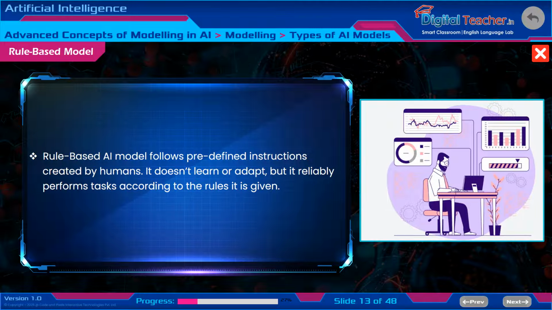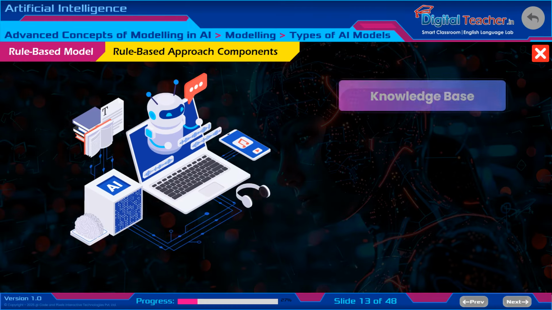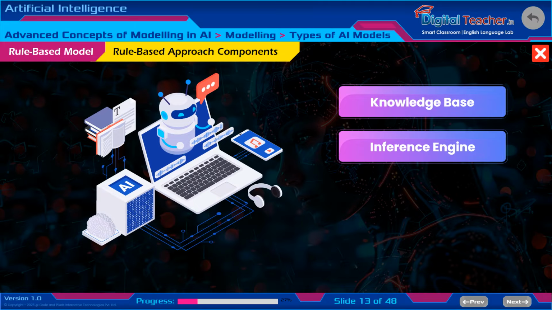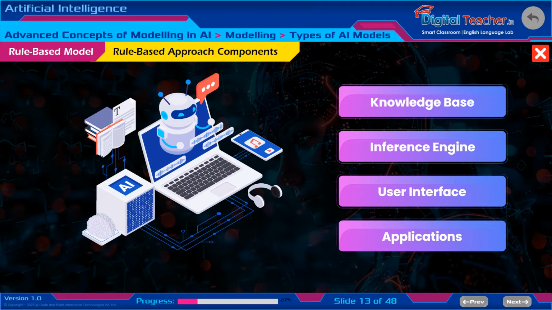A rule-based AI model follows predefined instructions created by humans. It doesn't learn or adapt, but it reliably performs tasks according to the rules it is given. Rule-based approach components: knowledge base, inference engine, user interface, applications.